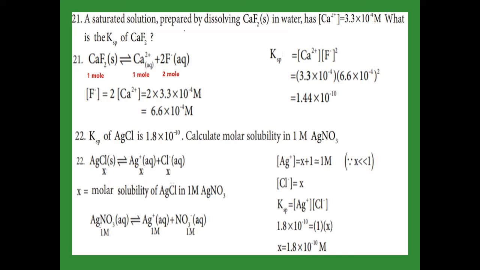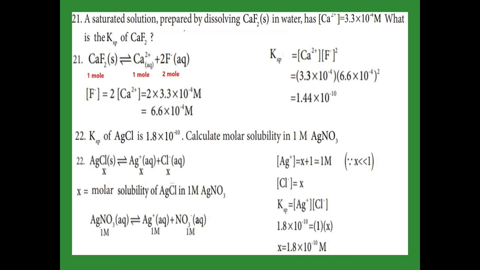Here the calcium fluoride is 1 mole, the Ca2+ is also 1 mole, but F minus is 2 moles. So the concentration of F minus we get by multiplying 2 by the concentration of Ca2+. The Ca2+ concentration is given as 3.3 into 10 power minus 4 in the problem. So we multiply by 2, and we get the concentration of F minus as 6.6 into 10 power minus 4 molarity.